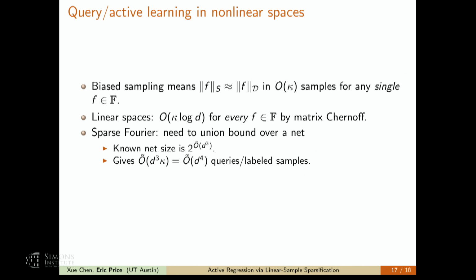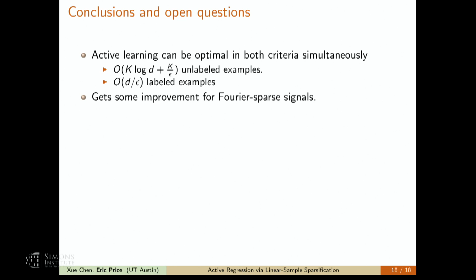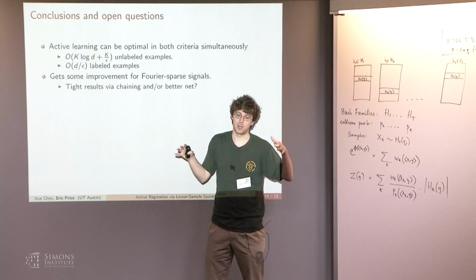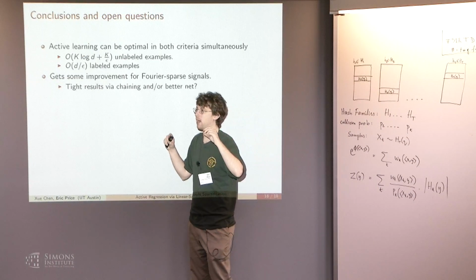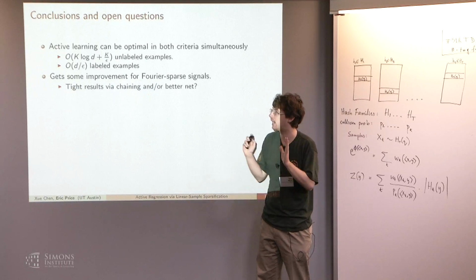Okay. So then the point is, what we've shown is active learning can be optimal in both criteria: k log d plus k over epsilon unlabeled examples and order d over epsilon labeled examples. And we can also get some improvement for Fourier sparse settings. Now, what I showed you was basically tight, at least up to these log factors. We don't have the analogous bound to matrix Chernoff, and so there's a dependence on the net size that's not optimal.